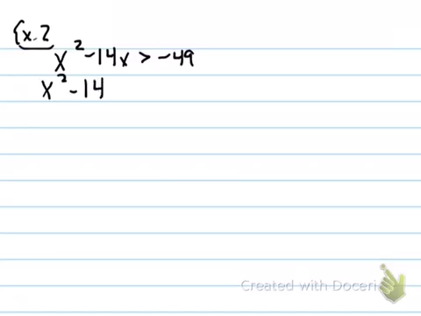So if we look at the second example, we've got x squared minus 14x is greater than negative 49. So again, we're going to start like we've done. We're going to bring the 49 over and basically treat this like an equation.